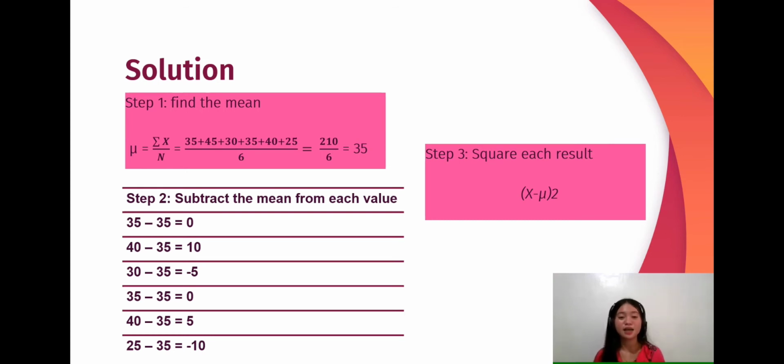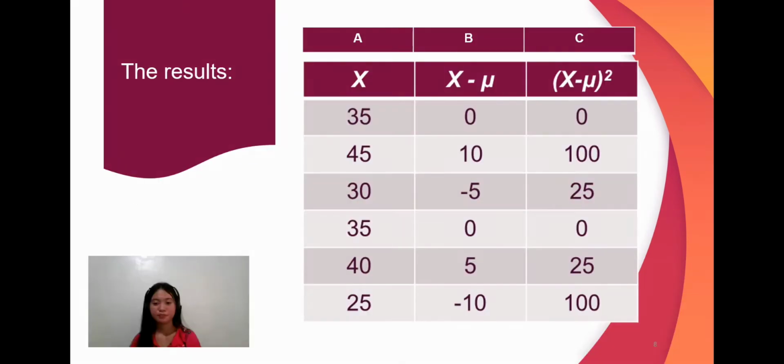So, step 3 is to square its result. Ang resultang sa pagkuha nato sa step 2 atong i-squared. So, next. So, ingon ni ang resulta sa atong step 1, step 2, and step 3. Sa step 2, gi-minus nato sa kada value ang mean nga 35. Then, sa column C, atong gi-squared ang resulta sa column B.